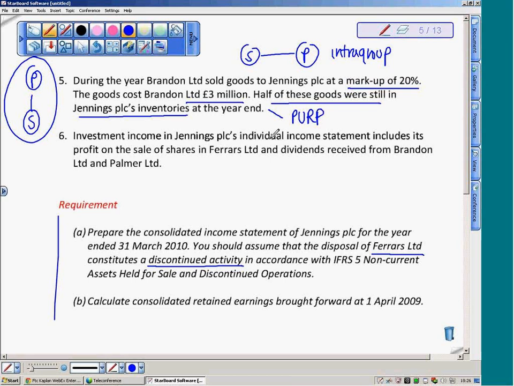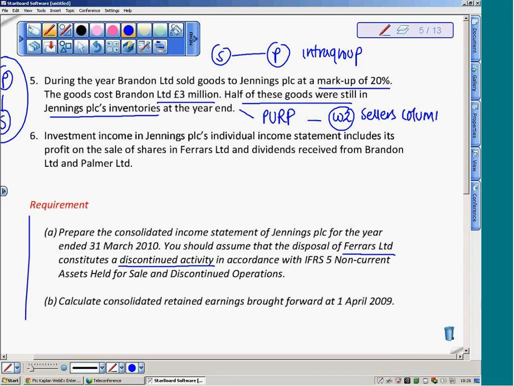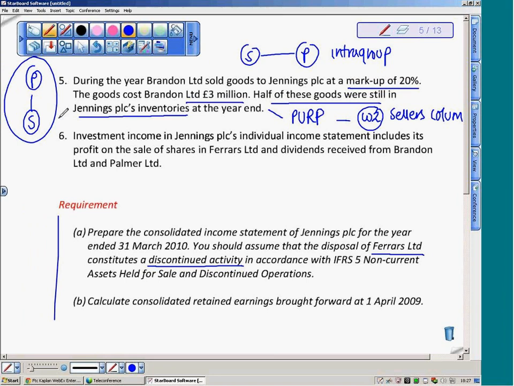Whenever you have a PURP, we're always doing two things. We are reducing the closing inventory in the consolidated SFP, and we want to reduce the profit in the books of the seller. Okay, so we definitely want to be reducing the profit. We're going to be doing that in the seller's column. And our seller here is our subsidiary. So things coming out from note 5: the intragroup itself, as well as the PURP adjustment, because the inventory remains between the P and S bubble. And whenever that happens, there will always be a PURP adjustment.